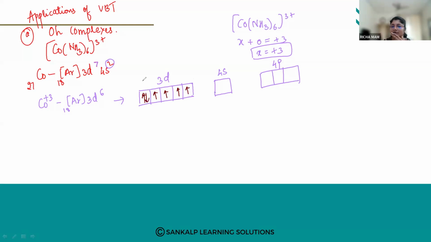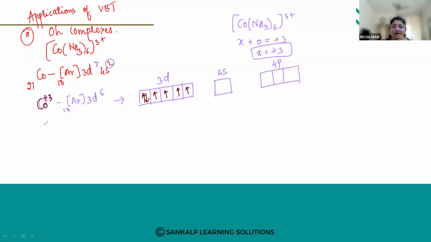You know that whenever you are filling the electrons, first the electrons should be filled singly, and then the pairing will take place. So that you know. Now, this is about the central metal atom. So this is the oxidation state. When it loses 3 electrons, like this, you have to write the hybridization.